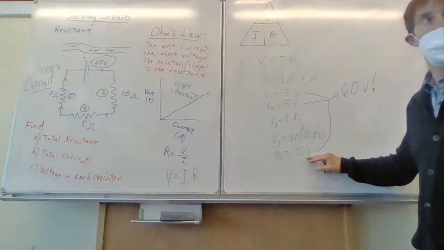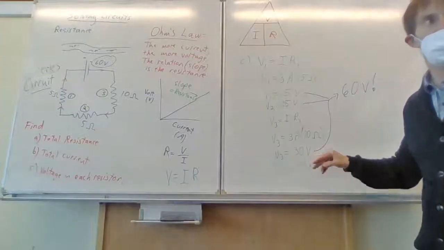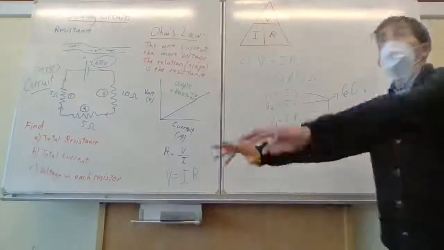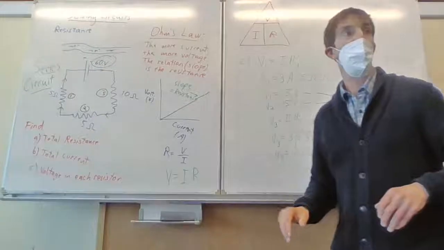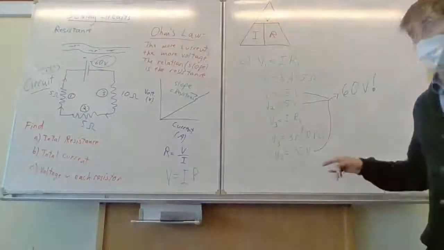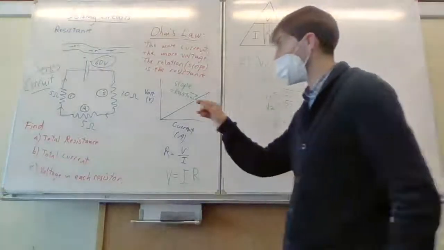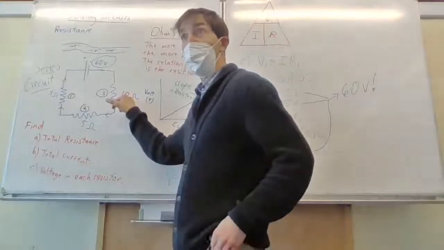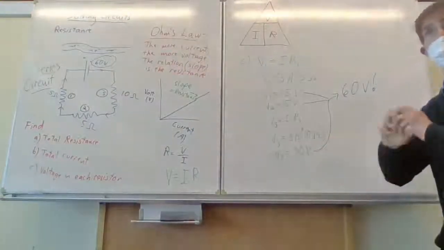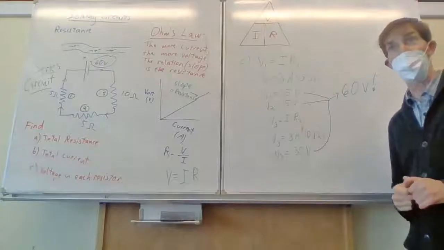Felix? Maybe in order to keep the amps the same, it has to be a little more voltage. Because I got to do what with the electrons? Push them through. And do I got more or less resistance here, Felix? More. So that means I got to have more push. That's more voltage. That kind of makes sense, right?